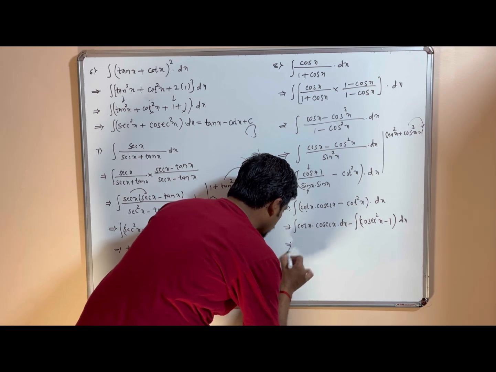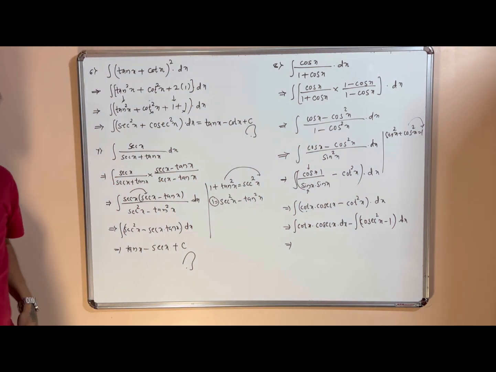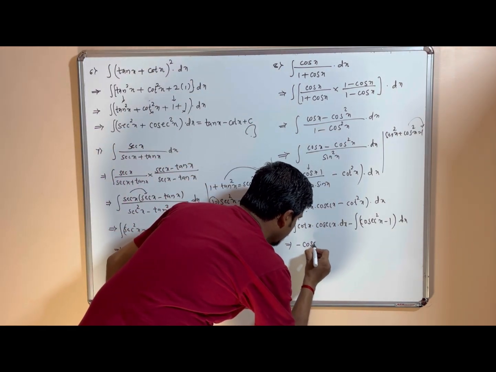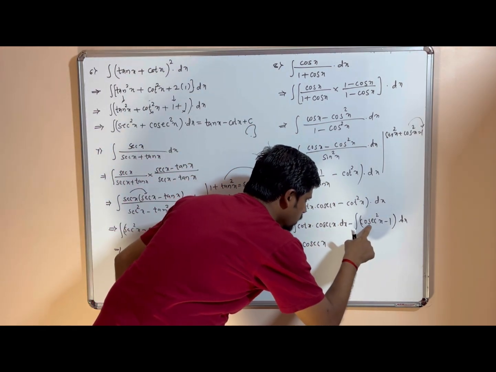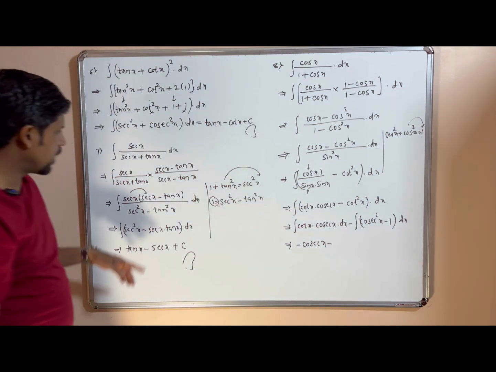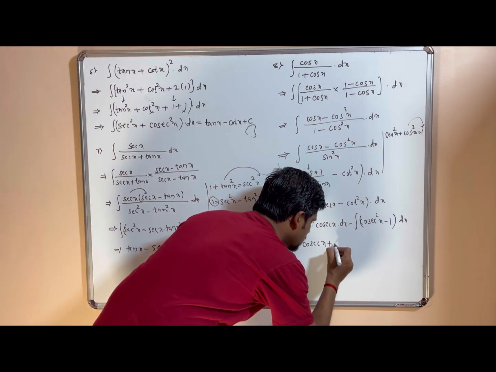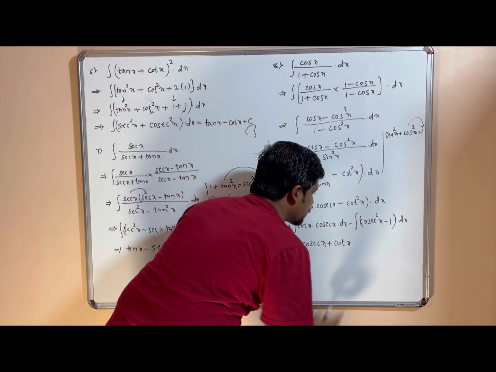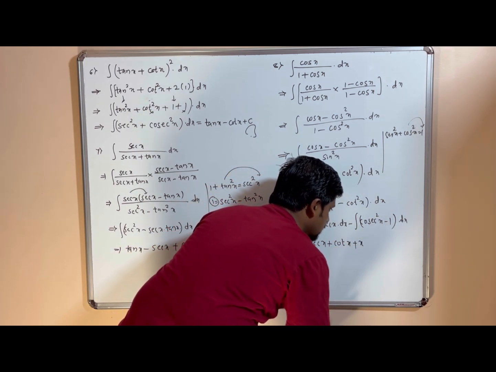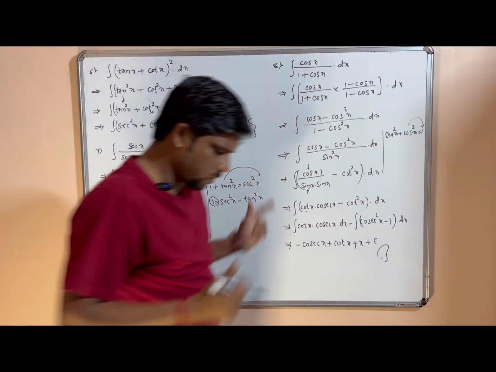Now simplify this. Integration of cot x into cosec x is minus cosec x, minus into cosec square x. Integration of cosec square x is minus cot x. So minus into minus plus cot x, minus into minus plus 1 integration is x plus c, which is our required solution. Note it down.